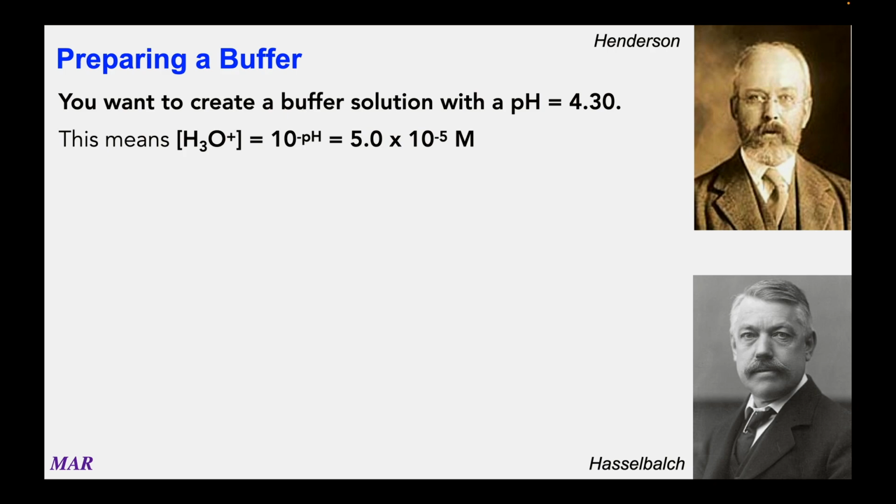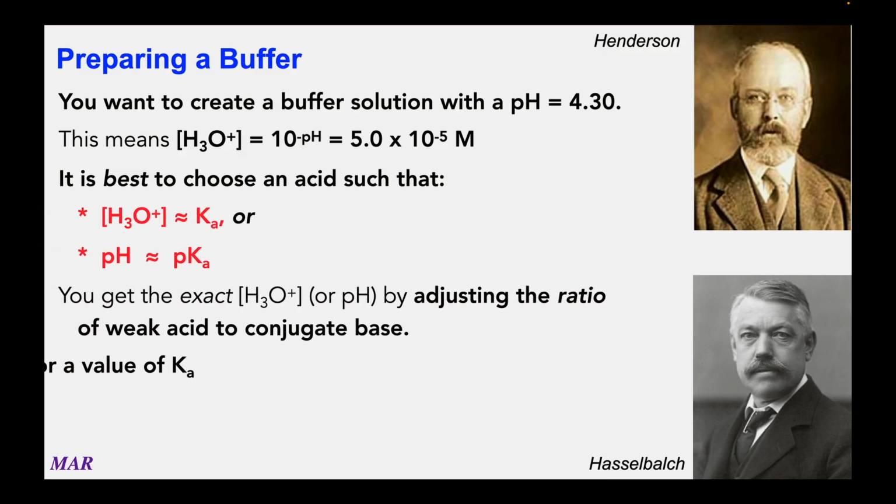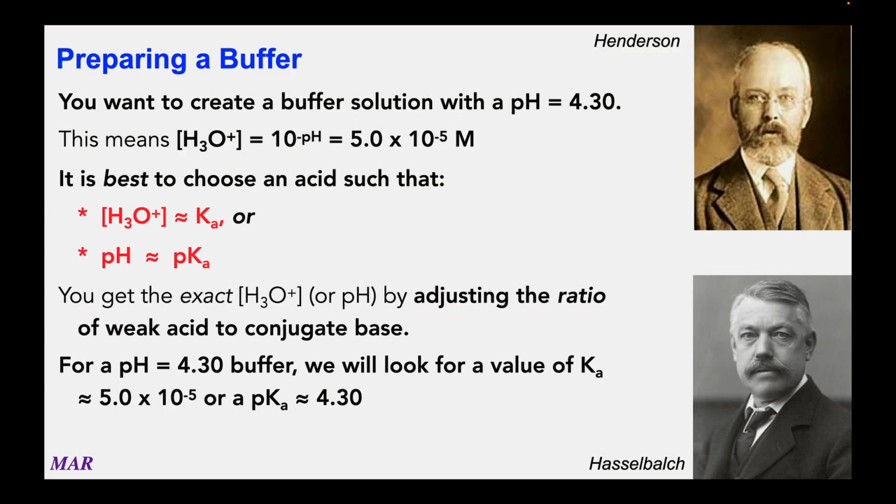Okay, so we look in the stockroom and we find that we have several choices. But of the choices we have, we would like hydronium to be about equal to Ka, or pH about equal to pKa. Because remember, HH is all about pH equals pKa plus log base over acid. And if you start with a pKa which is close to your pH, that'll be a good start, and then you can fine-tune the ratio from there. But if you only have Ka values, then you want a Ka which is close to hydronium.